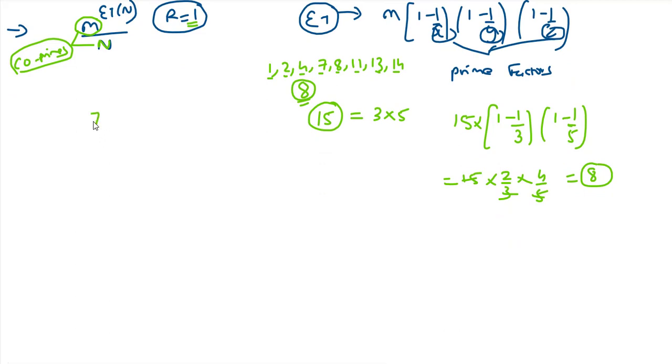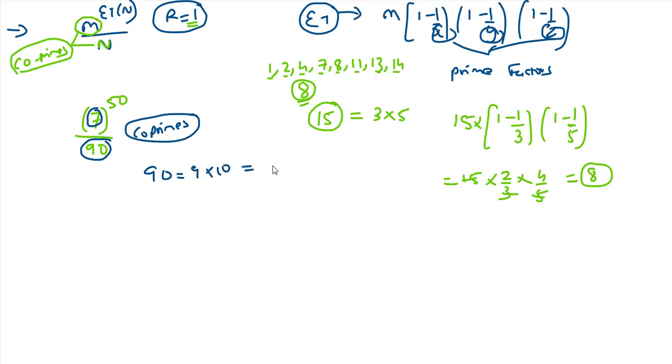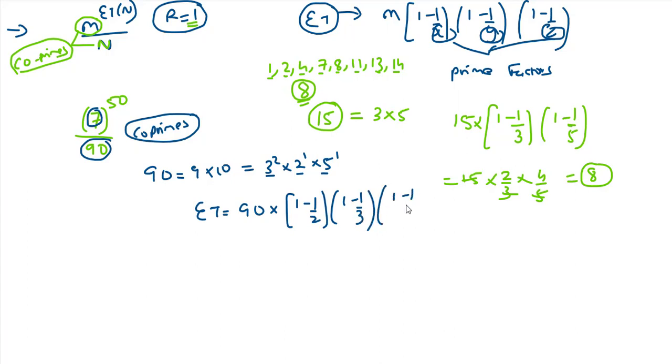If you want to find the remainder when 7 raised to 50 is divided by 90. As you can see, 7 and 90 are co-prime numbers. So first we will find what is the Euler's totient of 90. So 90 can be written as 9 into 10, which is 3 square into 2 raised to 1 into 5 raised to 1. So the prime factors of 90 are 3, 2 and 5. So the Euler's totient will be given by 90 into 1 minus 1 by 2 into 1 minus 1 by 3 into 1 minus 1 by 5.